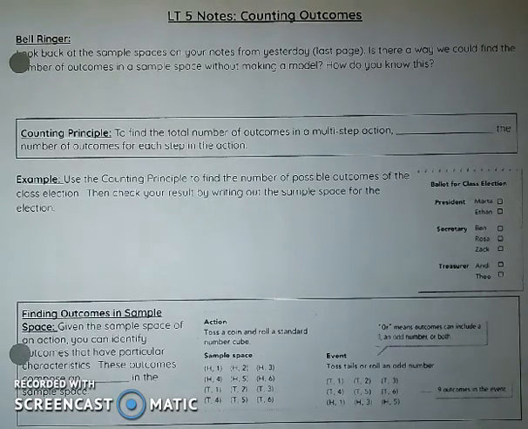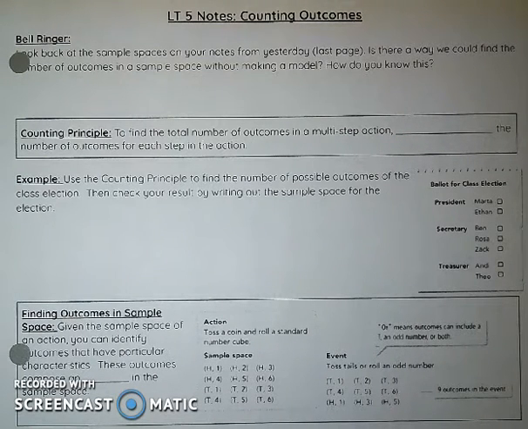Today we are going to discuss how we count outcomes in a sample space. Before we get started, you'll see that the bell ringer says, look back at the sample spaces on your notes from yesterday, the very last page. Is there a way we could find the number of outcomes in a sample space without making a model? How do you know this? I'd like for you to take just a few minutes to fill that out, and then you can select to move on when you're ready.